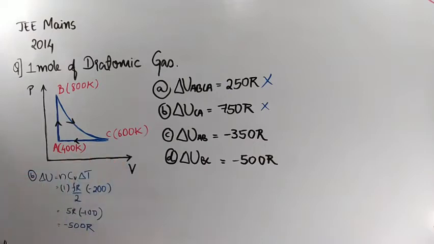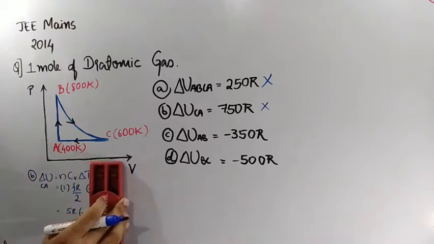Next, will you cross-check the third option C? Again, delta U in the process AB they are asking. That was delta U in the process CA. Now A to B they are asking. Shall I erase this part over here?